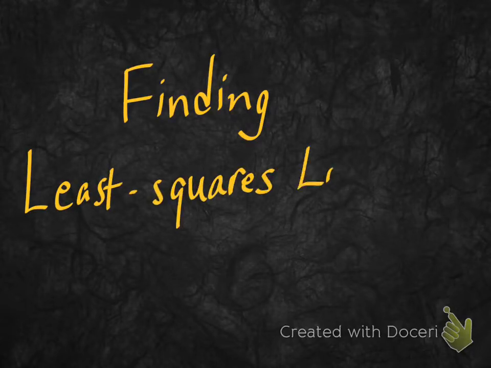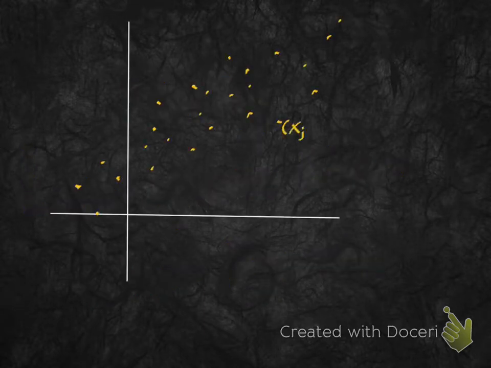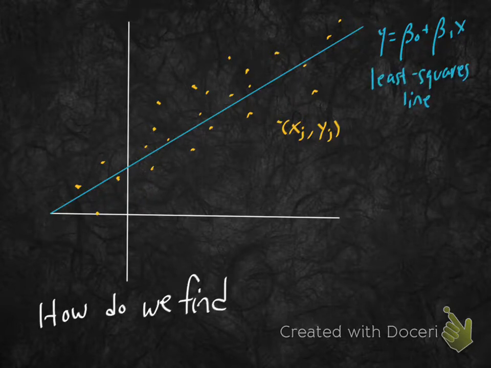Let's talk about finding least squares lines. This is also called linear regression. So here's the task. Suppose you're given some data in R2. So I've drawn a bunch of data points here in yellow. You want to find this line of best fit, this least squares line. I've drawn it here in blue, called it y equals beta naught plus beta 1x. And so the task is figuring out what are beta naught and beta 1.